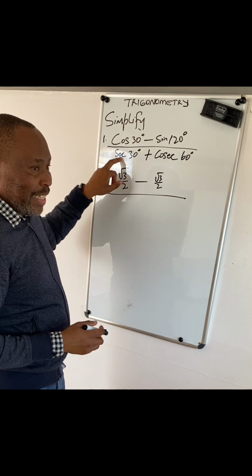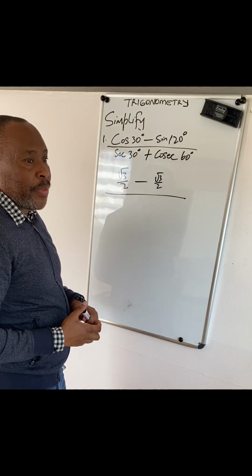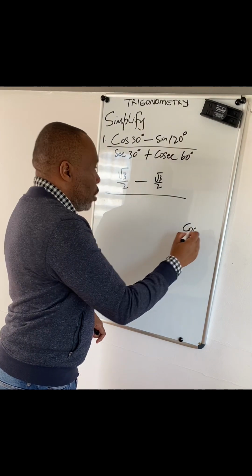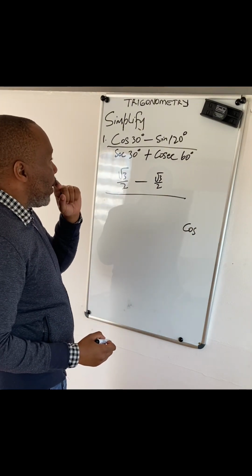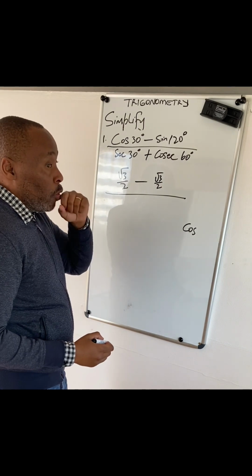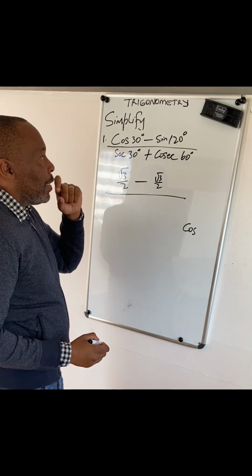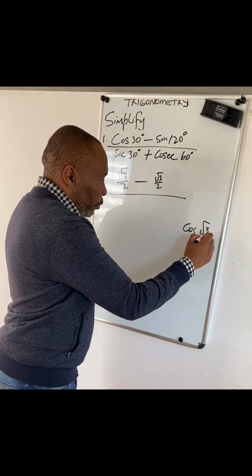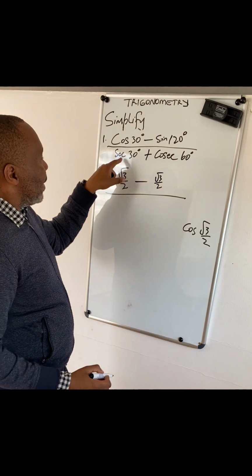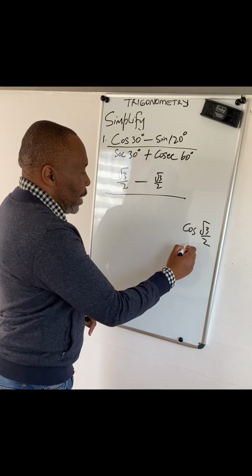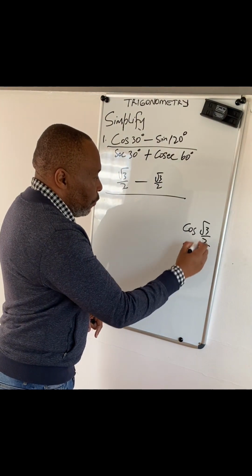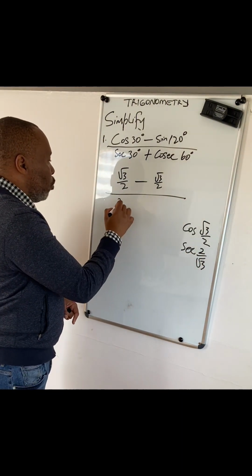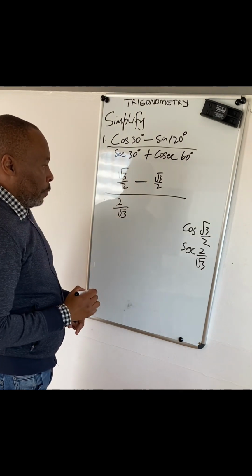We've got sec 30 degrees. Sec is the inverse of cos, and cos is the x value. So at 30 degrees, cos is root 3 over 2. But sec is the inverse of cos, which means it's the other way around. It's 2 over root 3.